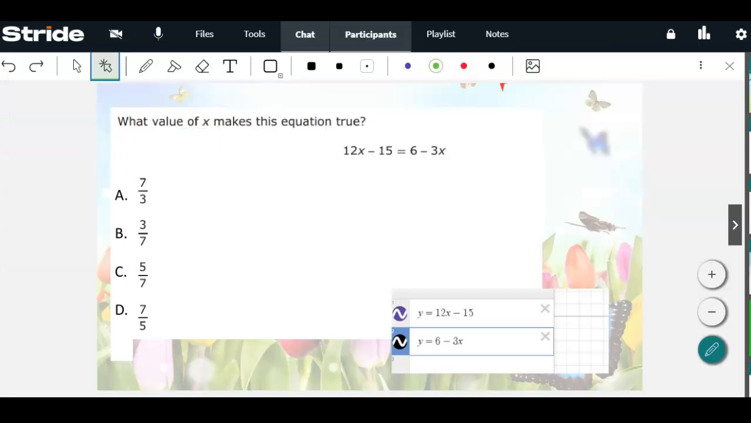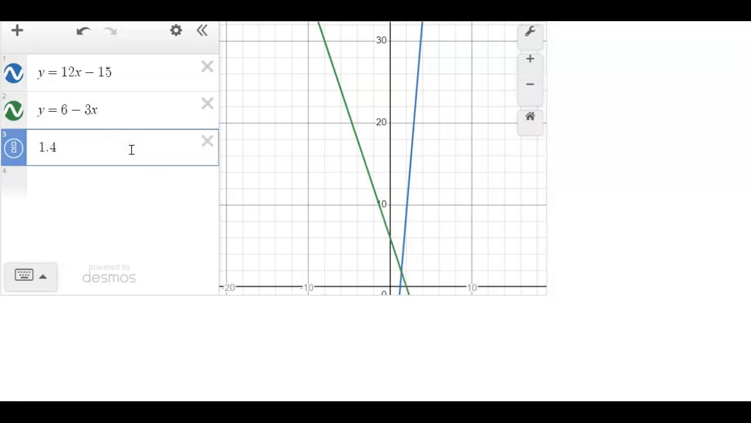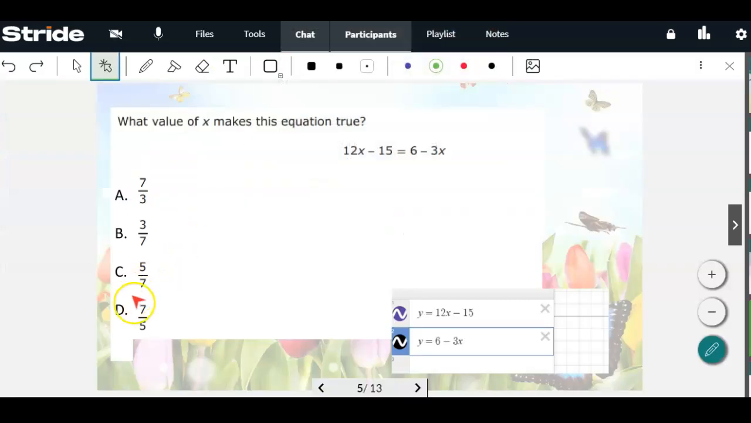And then y equals 6 minus 3x. It's right here. We didn't have to move it. So 1.4. Let me put this in here and see if it'll change it to a fraction. Yep, right there, 7/5. How about that? And so it's D. Easy peasy with that calculator. You just got to be careful and make sure you go through those steps. But please make sure you understand the process of solving equations.